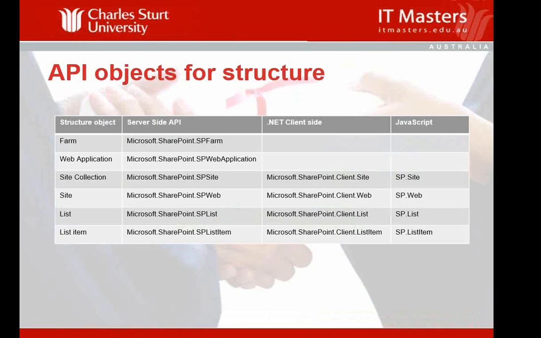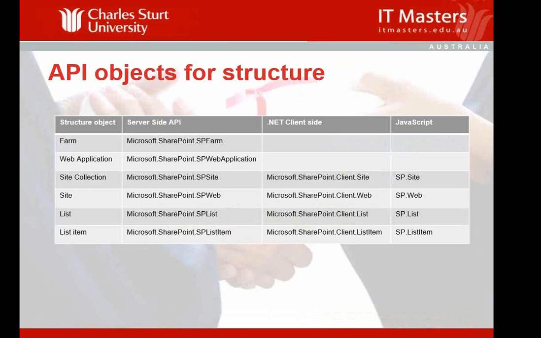Okay, so getting into some of the API-specific stuff now, and looking at some of the objects that we're going to be able to use from the API point of view. We've got our concept of our hierarchy with our farm, our web app, site collections, sites, lists and list items, drilling down through there. Looking at the server-side API, which is where we're going to be doing most of our work across this short course, but I'm including some of the client-side and JavaScript options for anyone who's looking at the Office 365 stuff.